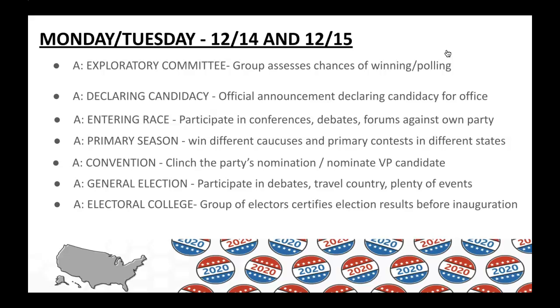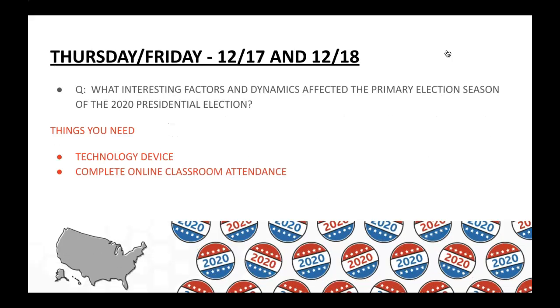So there you go. Moving on here, we have the question of the day for Thursday and Friday. What interesting factors and dynamics affected the primary election season of the 2020 presidential election? So in other words, while you guys type this question, in this lesson, we looked at the first half of the electoral process from exploratory committees all the way to and through, I believe, Super Tuesday and trying to win your nomination for your party.